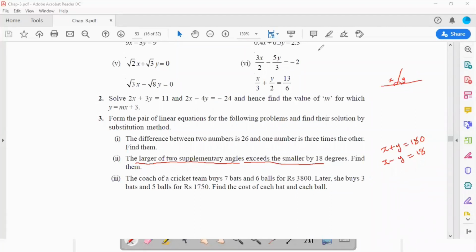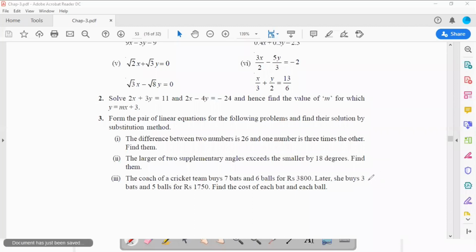And the third question, how can you form the equations? This is a very simple question. 7x plus 6, yes, very good. 3800. Yes, we can take the price of one bat as x and the price of one ball as y. Then 7x plus 6y is equal to 3800. First equation. The second one: 3x plus 5y is equal to 1750. Okay, very simple.